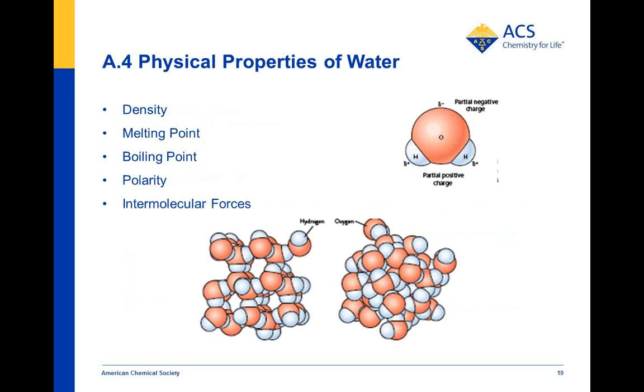Now in A4 we look at the physical properties of water, so we address density, melting point, boiling point, polarity, and intermolecular forces. We start to see how the structure of water affects all the physical properties of water. And here you have some great diagrams of how the water molecules bond to each other through their hydrogen bonding.